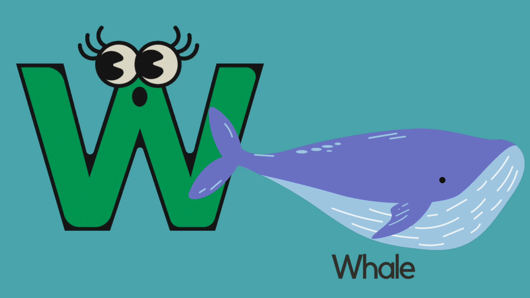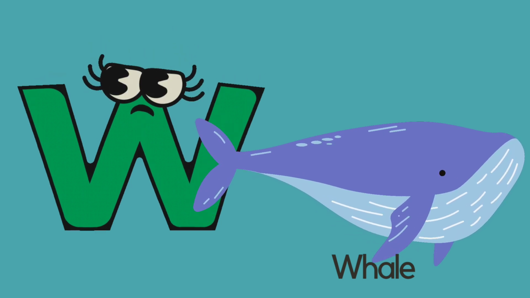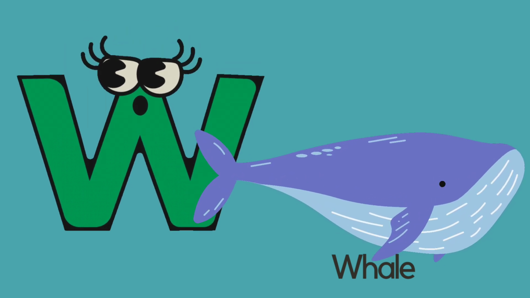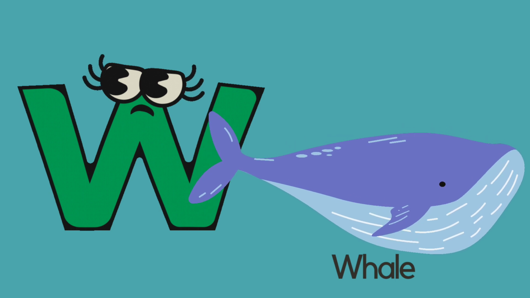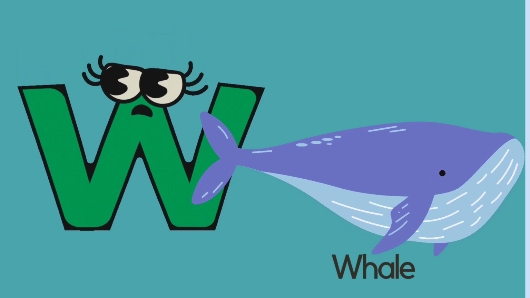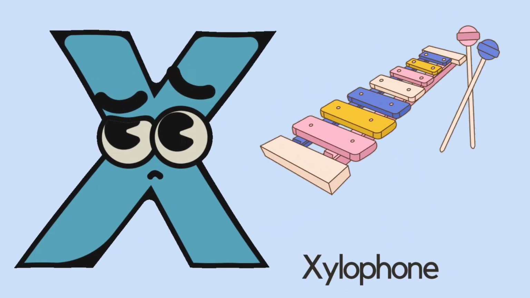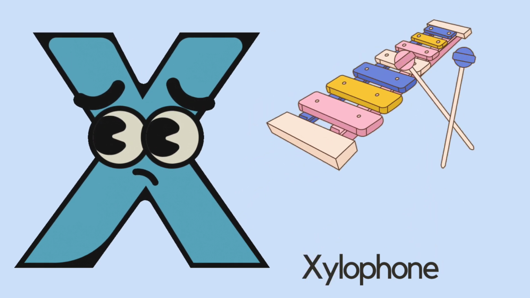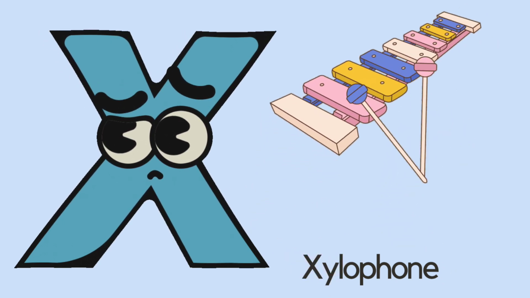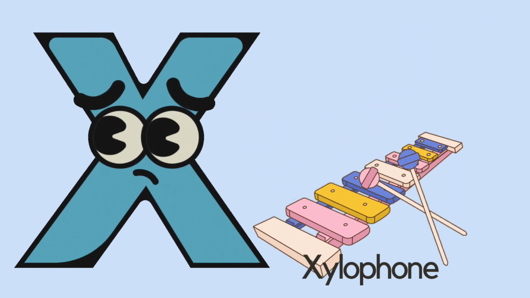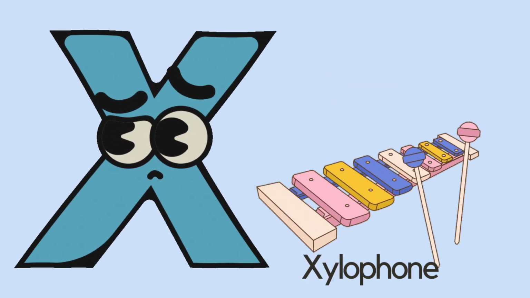Wow! W is for whale. Can you say whale? Awesome. W is for whale. X is for xylophone. Can you say xylophone? Great. X is for xylophone.